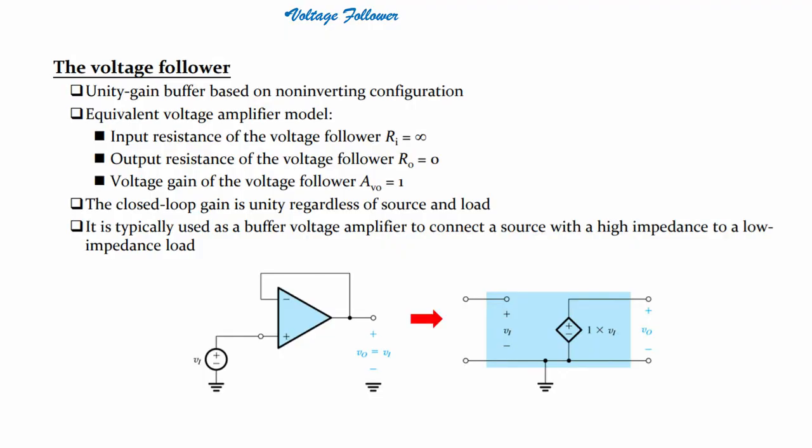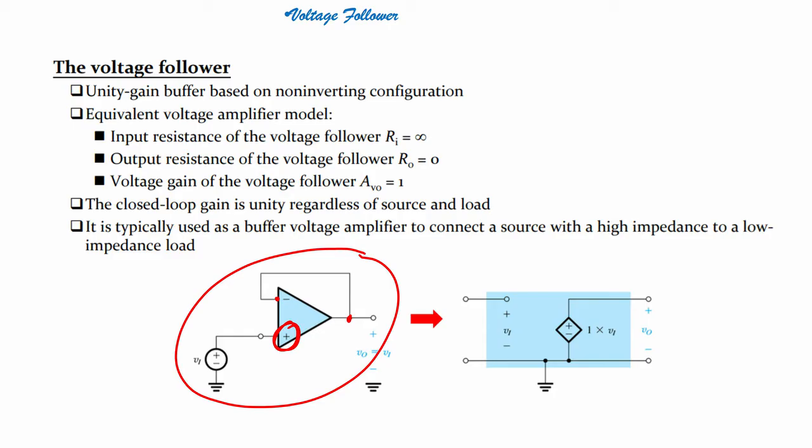On the screen, we see a unity gain buffer based on non-inverting configuration. What does that mean? If I apply a voltage at the non-inverting input, and the output is fed back to the inverting input, this becomes our unity gain buffer. It is based on non-inverting configuration because we are applying the voltage to the non-inverting input. We have seen this application earlier also.